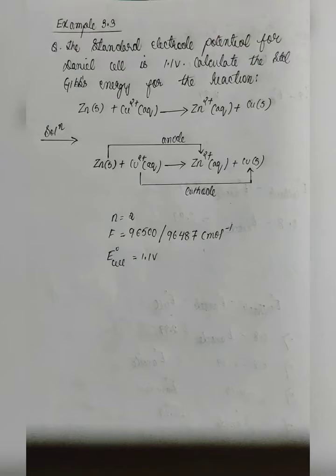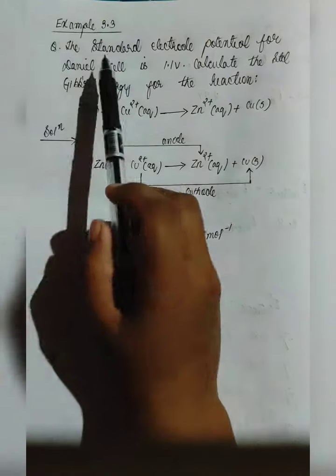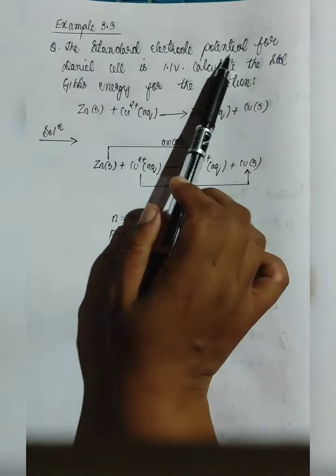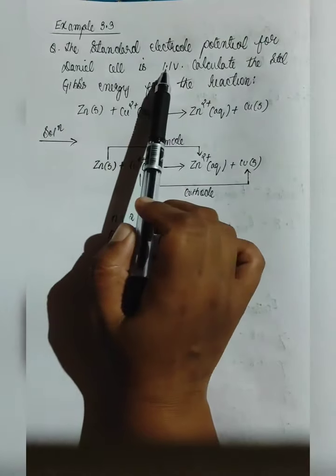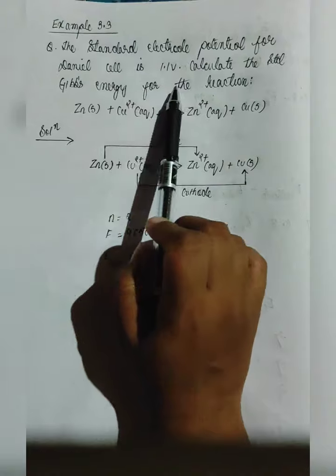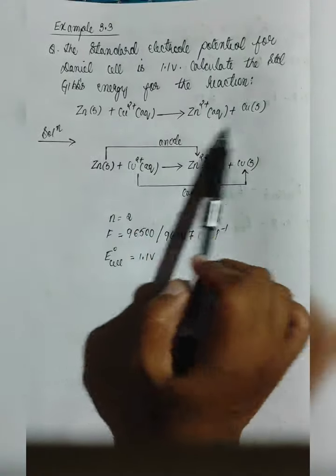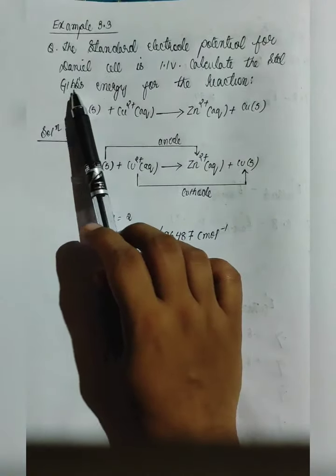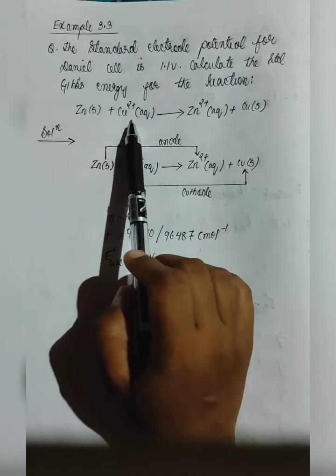In this video also we will proceed with the numerical calculation. Let us see what this numerical is asking us to calculate. The standard electrode potential for Daniel cell is given as 1.1 volt. Calculate the standard Gibbs energy for the reaction. The reaction is mentioned. We have to calculate the Gibbs energy for this very reaction.